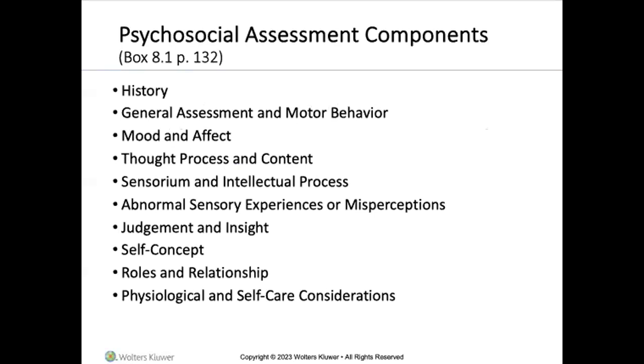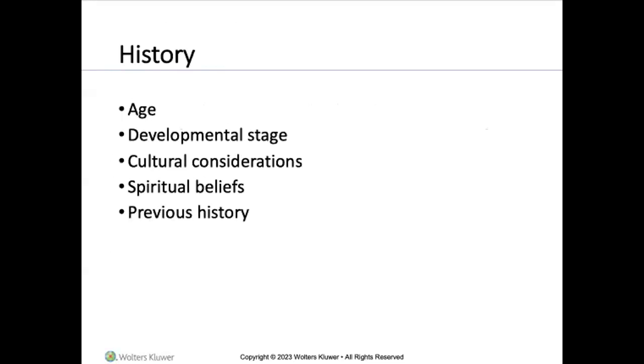The components, we're going to go over these in the next few slides. This is everything that should be included if you're doing a thorough psychosocial assessment on a patient. So when we talk about history, history involves their stated age, their developmental stage, any cultural considerations, any spiritual beliefs, the history of their present illness, any past medical histories, any allergies, suicidal intentions, homicidal intentions, and things like that.